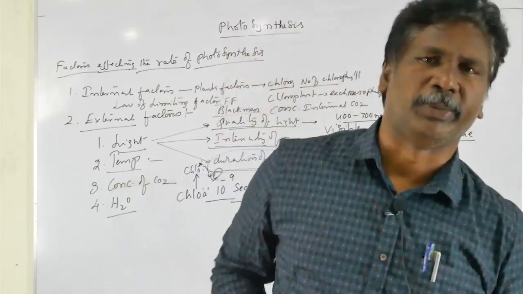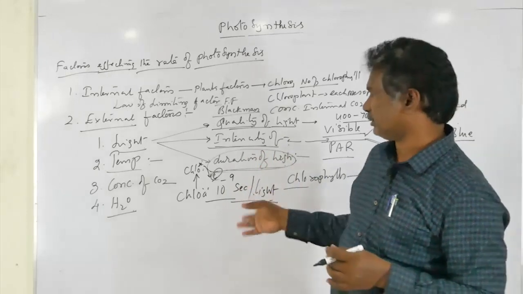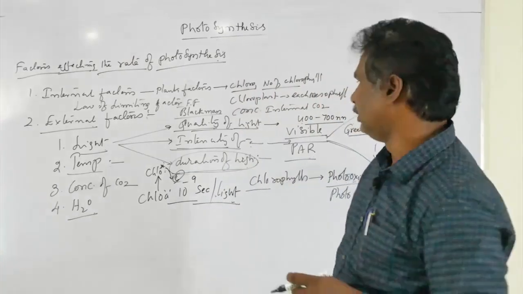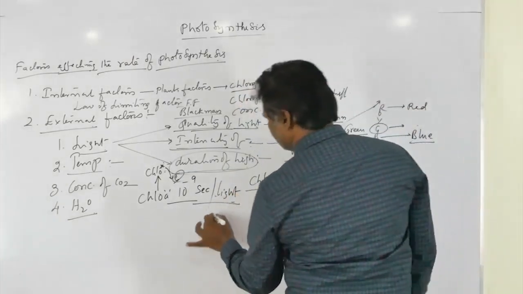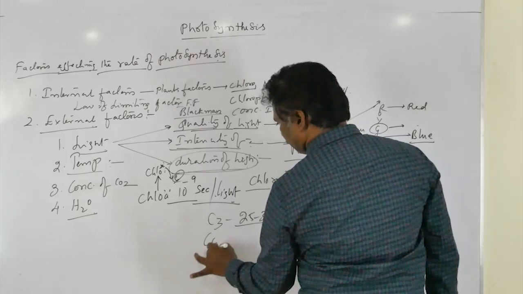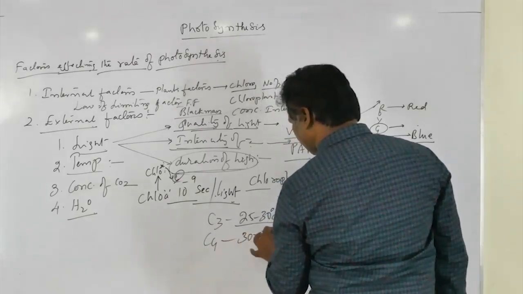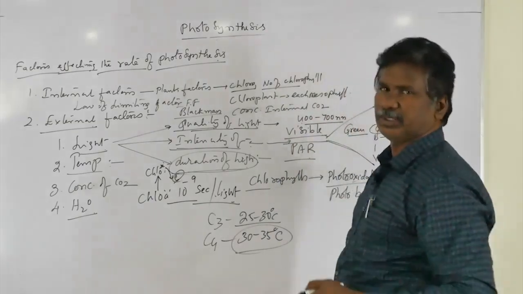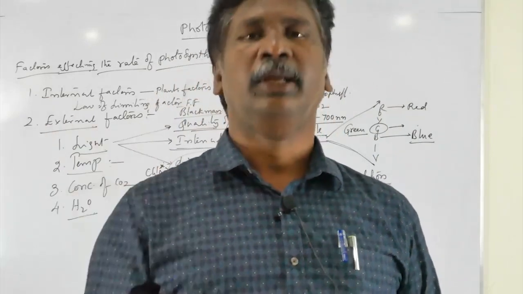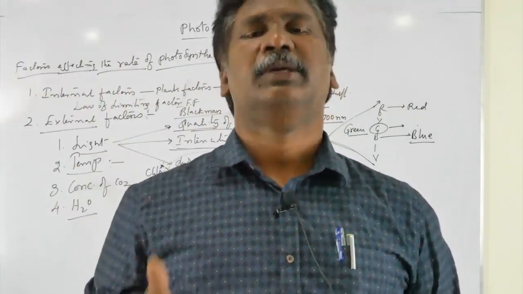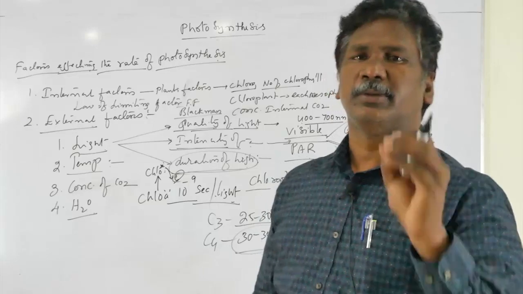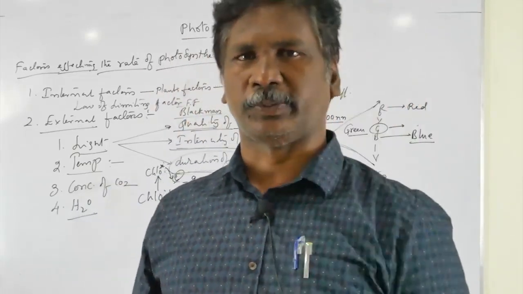Then, what is the optimum temperature for the rate of photosynthesis? In C3 plants, the optimum temperature is 25 to 30 degrees. But the optimum temperature for C4 plants is 30 to 35 degrees. So which ones are more efficient in high temperature? C4 plants are more efficient in photosynthetic rate in high temperature when compared with C3 plants. Okay, and also in low temperature, some of the plants, like that, were not there in your textbook.